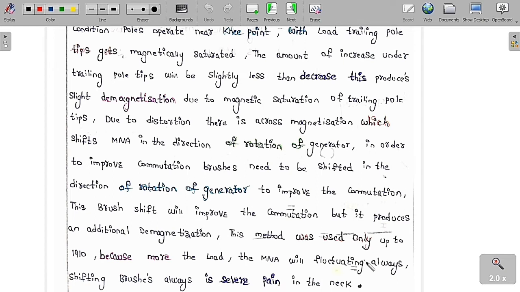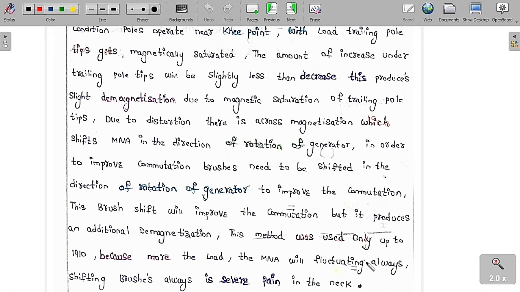See, the armature reaction on DC generator. In this, under the trailing pole tips the flux density increases and they are magnetically saturated. But under the leading pole tips, the flux density decreases. If the increase and decrease are equal, then there is no net reduction. But under practical conditions, poles operate near the knee point. With load, the trailing pole tips get magnetically saturated. The amount of increase under the trailing pole tips will be slightly less than the decrease. This produces slight demagnetization.